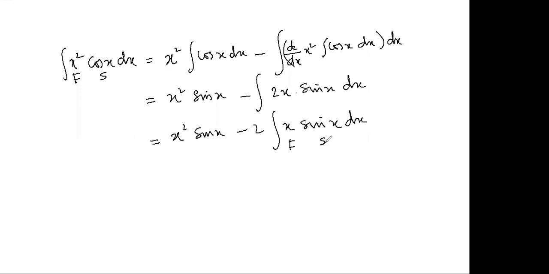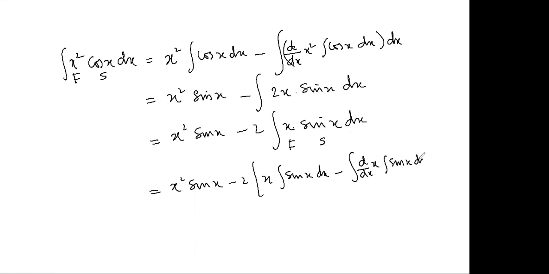First into integral of second. So it becomes x square sin x minus 2 into first function as it is, integral of second, minus integral of, now cut and paste, derivative of first, integral of second, all into dx. So this became x square sin x minus 2 into x times integral of sin x, which is minus cos x.